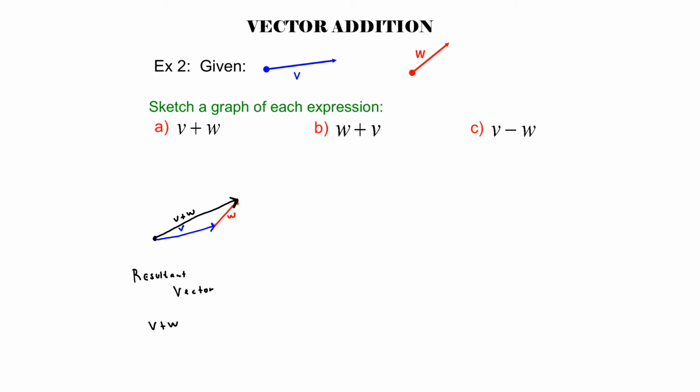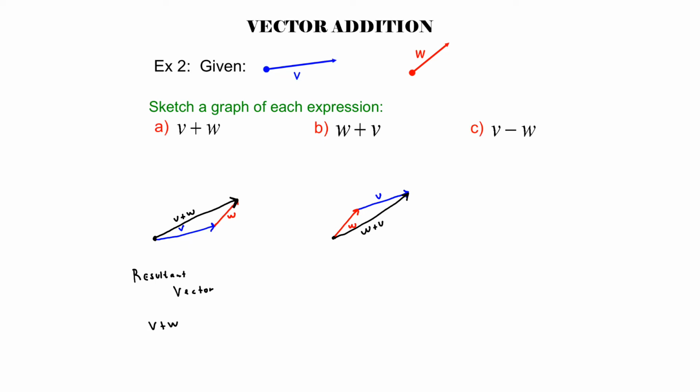Alright, let's look at b, vector w plus vector v. So we'll start with w this time. And so w is about right there. Plus v. Now we'll start at the terminal point of w and draw in vector v. So the resultant vector is from the initial point of vector w to the terminal point of vector v. And this would be vector w plus vector v.